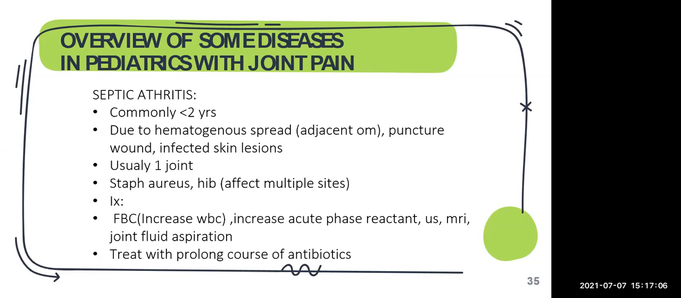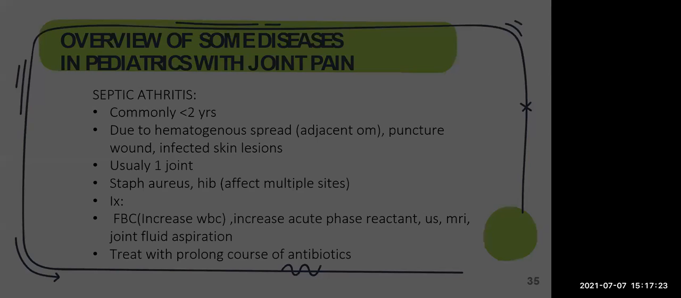For investigation, we can do full blood count. You will see increased white blood cells, and acute phase reactants will also increase. Ultrasound, MRI, and joint fluid aspiration can also be done. And this is treated with a prolonged course of antibiotics. Okay, so lastly, we have JIA.